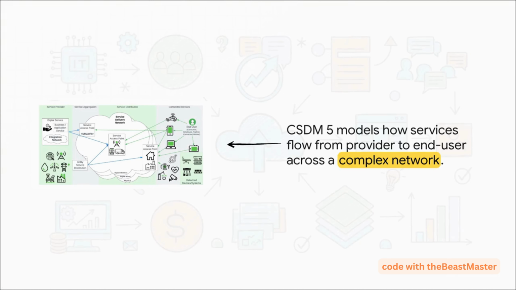And this right here gives us a fantastic picture of that network. CSDM5 lets you map out that whole journey, starting with the service provider on the left, going through that whole complex delivery network in the middle, and ending up with the end user and their devices on the right. It creates a single, complete view of your entire service world.